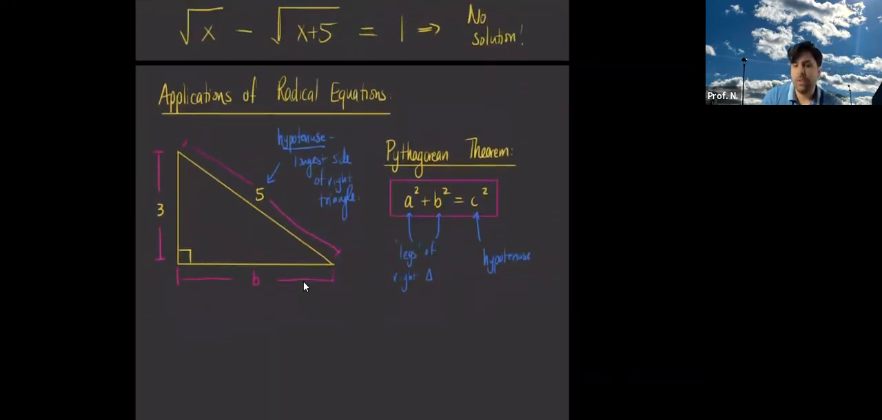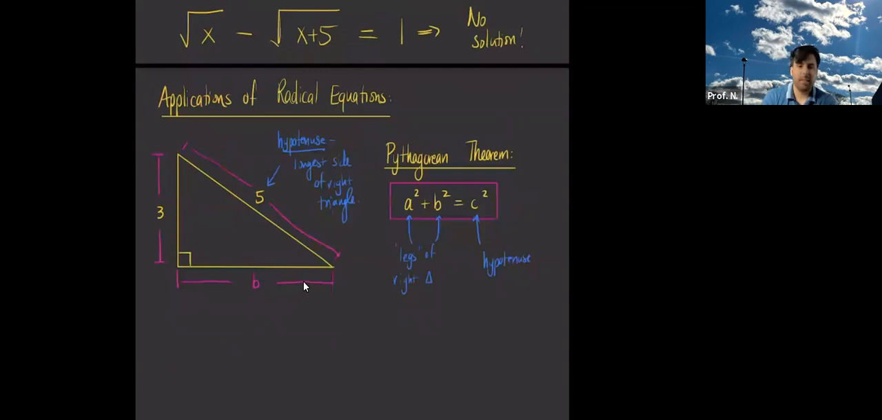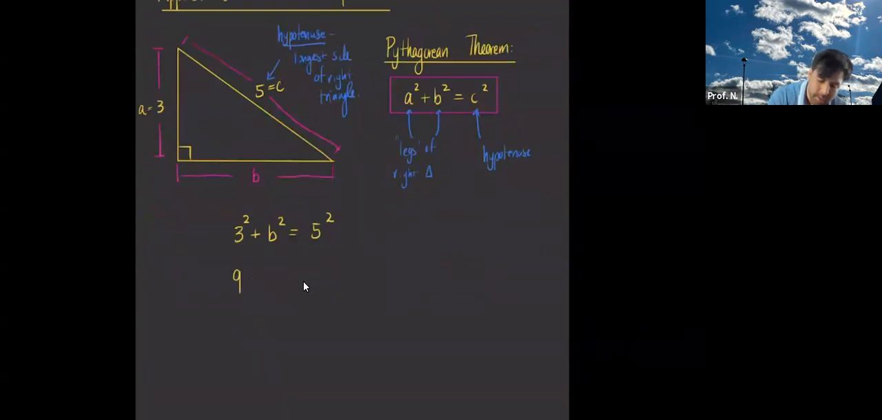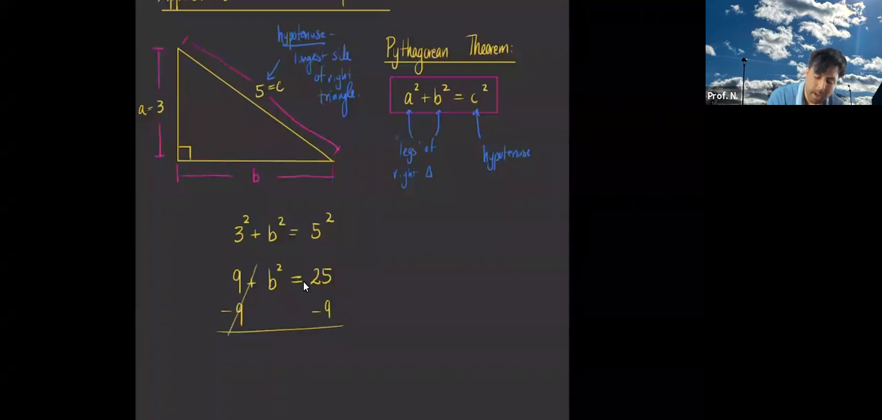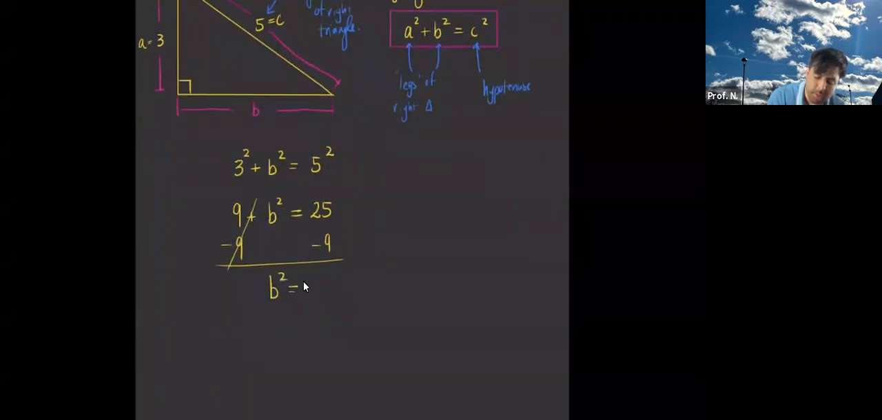And so then you're like, wait, I can use this theorem and relate the sides of the right triangle together. So this is my B value, this is my A value, and that's my C value, because that's the hypotenuse. Then I can replace each of those variables with the corresponding numbers. So I get 3 squared plus B squared equals 5 squared. What is 3 squared? 9. What is B squared? B squared. What is 5 squared? 25. Subtract 9 on both sides. What do I have? I get B squared equals 16.